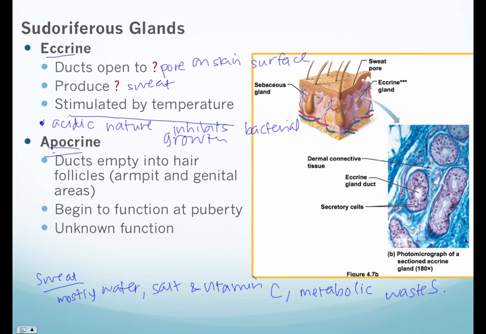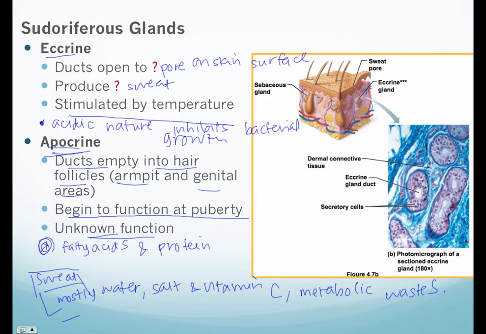Now, the second type of sweat gland that we have is the apocrine gland, where the duct will empty directly into hair follicles. So two areas, the armpit and the genital area. These will begin to function at puberty. They don't have a real known function. They do have the same composition as the sweat that we saw down here. However, there's one more thing that they also have, and that's fatty acids and proteins.